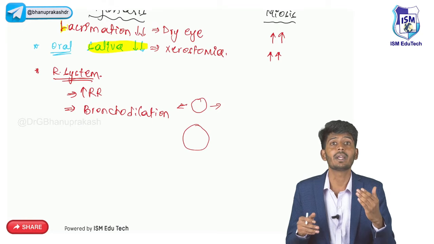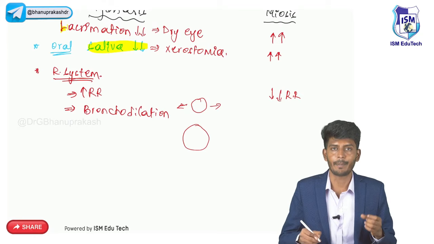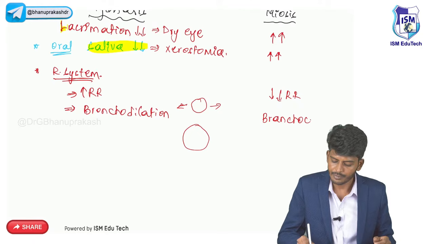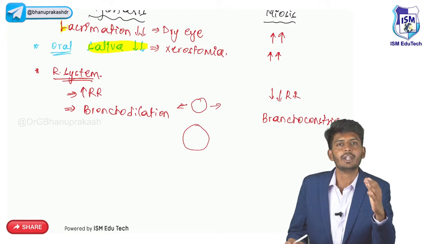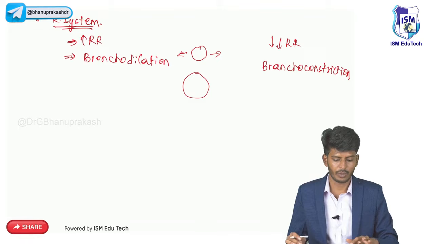So, what will happen? Parasympathetic activation decreases the respiratory rate, and if you elevate the parasympathetic activity, it can lead to severe bronchoconstriction. So, basically what I am trying to tell you, during parasympathetic activation, bronchoconstriction is present, and if you excessively activate the parasympathetic, severe bronchoconstriction. Clear? Very good. Let's go to the next aspect.